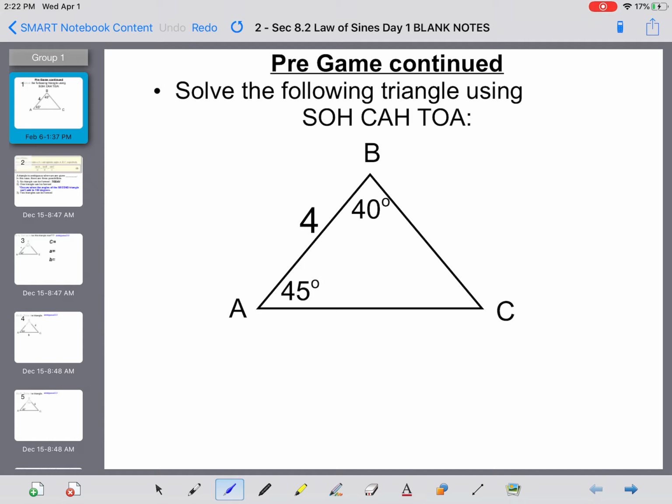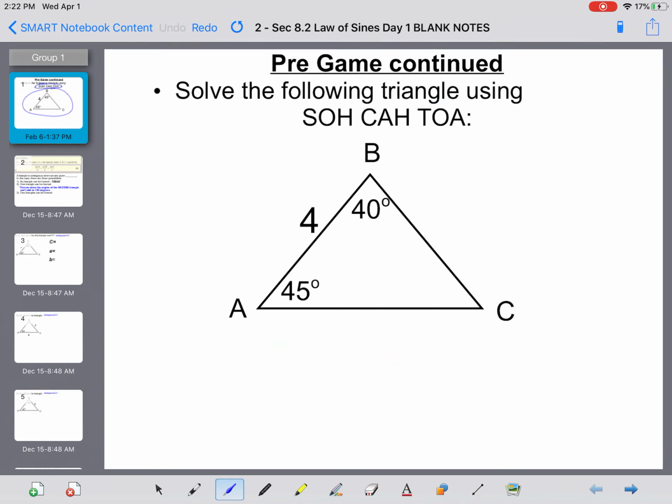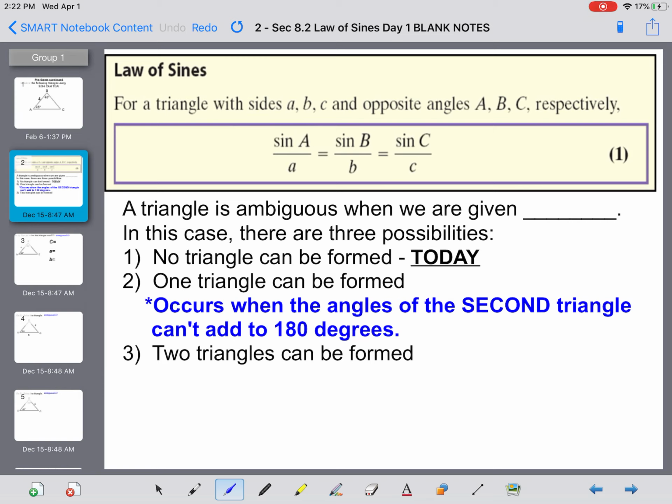I posted some blank notes on Schoology again if you need to use them. We're starting with this problem here. If we were in class, I would let you try this problem. The trick is that this triangle is not a right triangle. Therefore, SOHCAHTOA, the sine, cosine, and tangent ratios we've been using, don't apply if it's not a right triangle. So that's why we need something else, and that's where law of sines comes in.